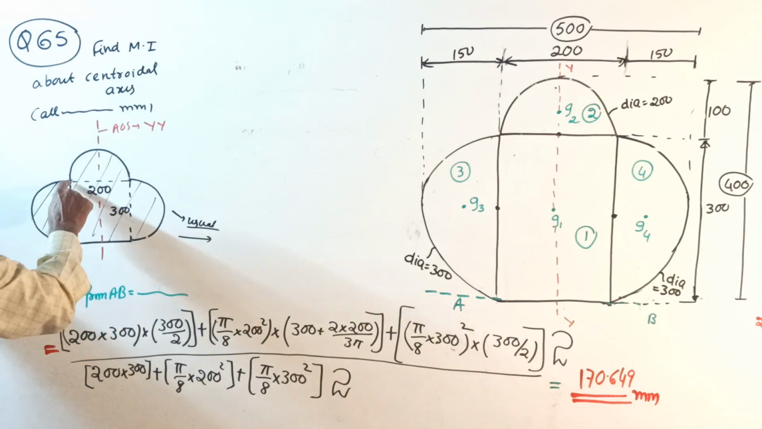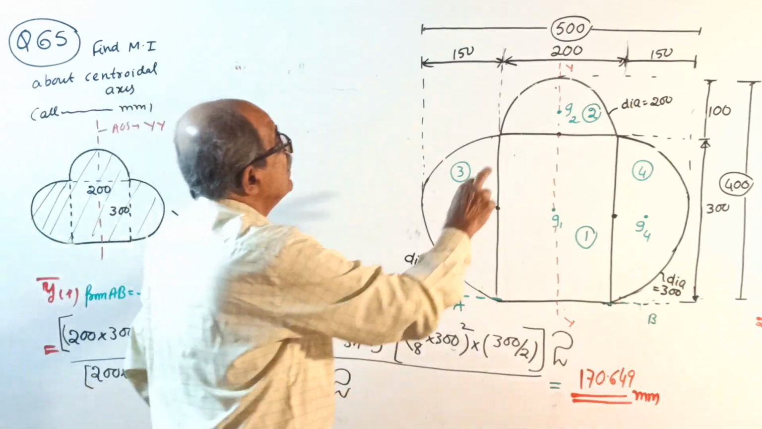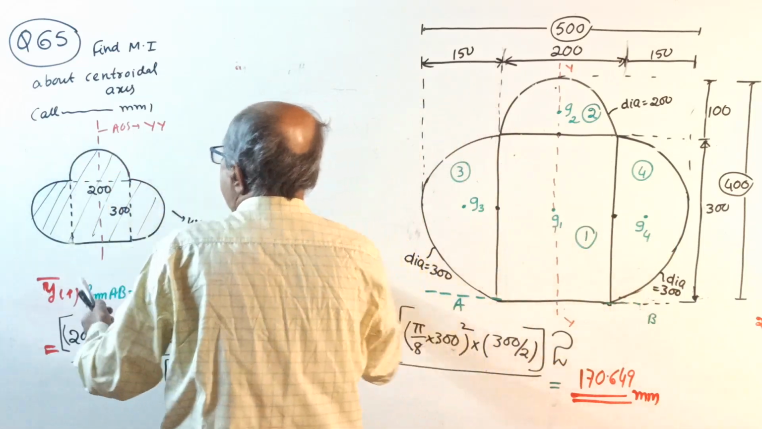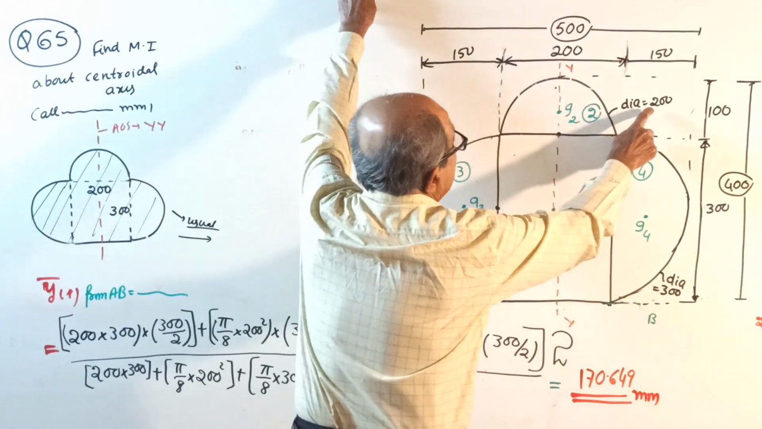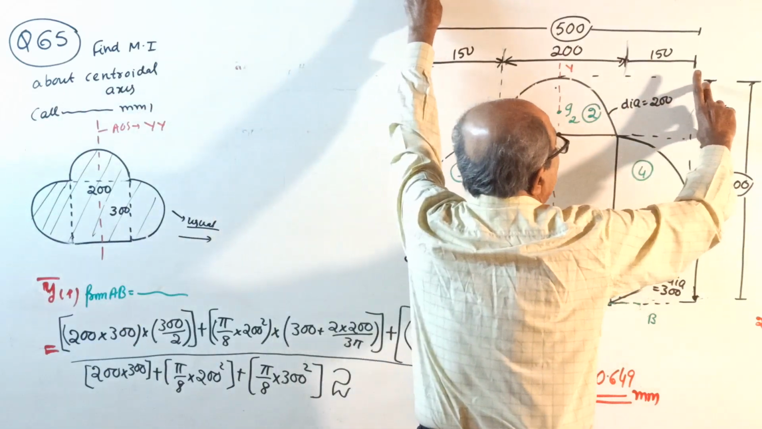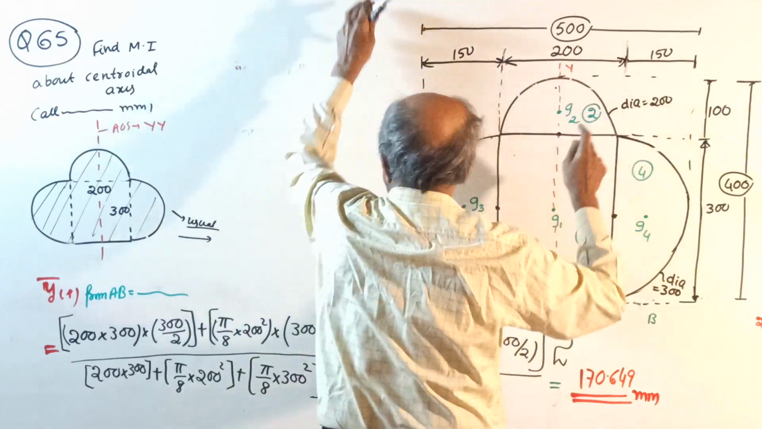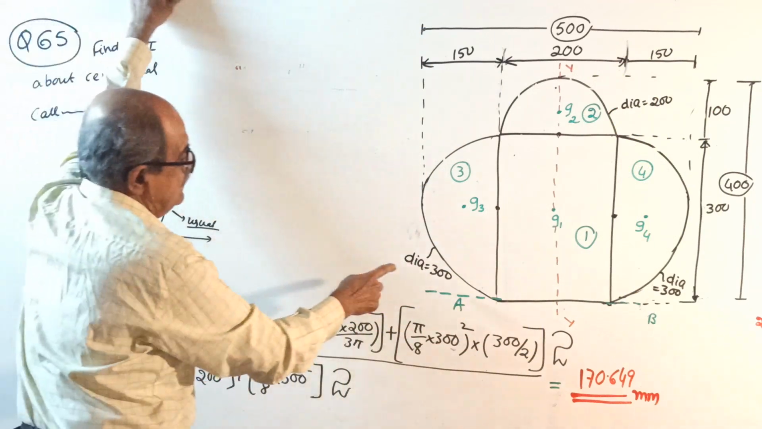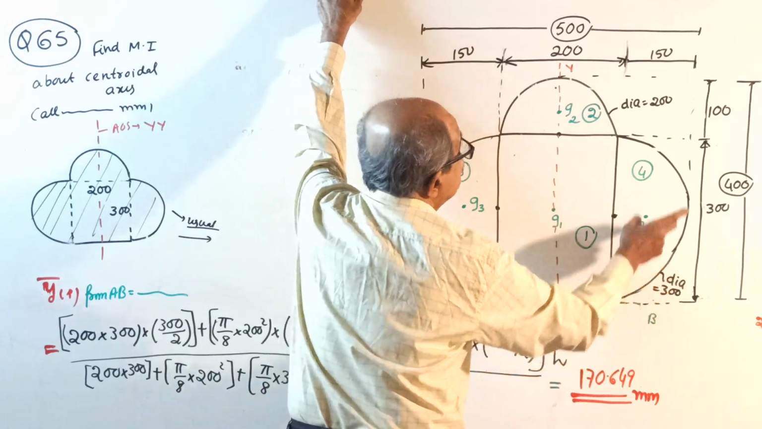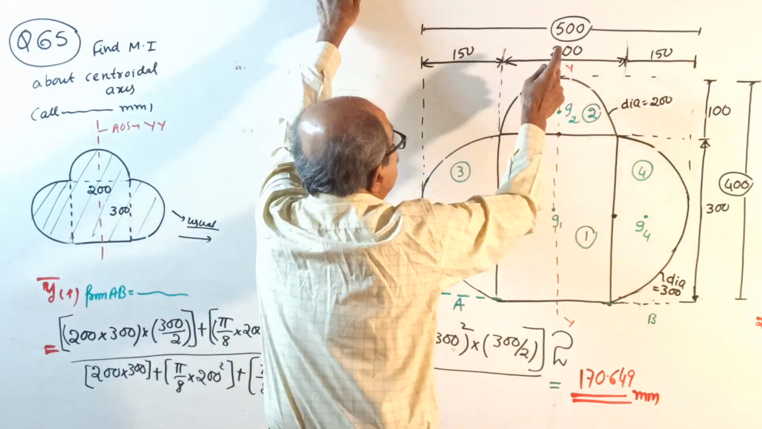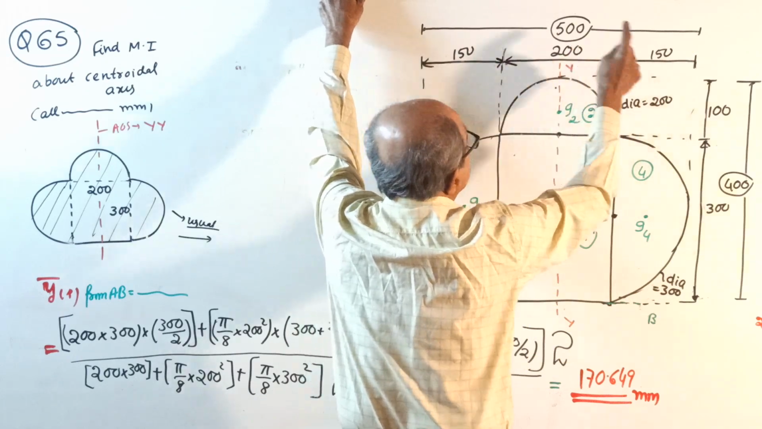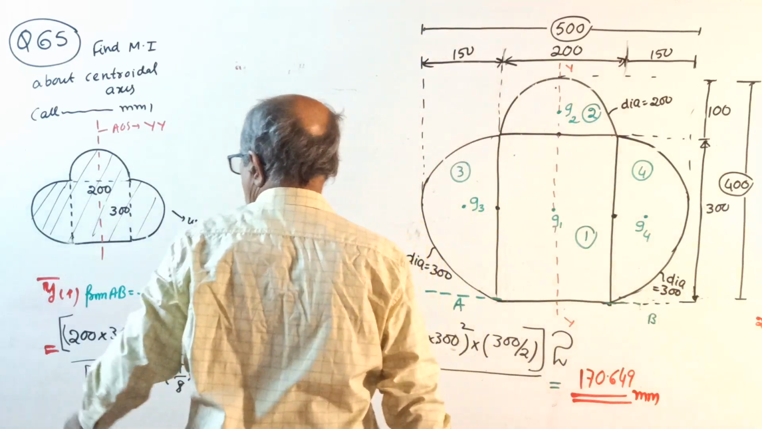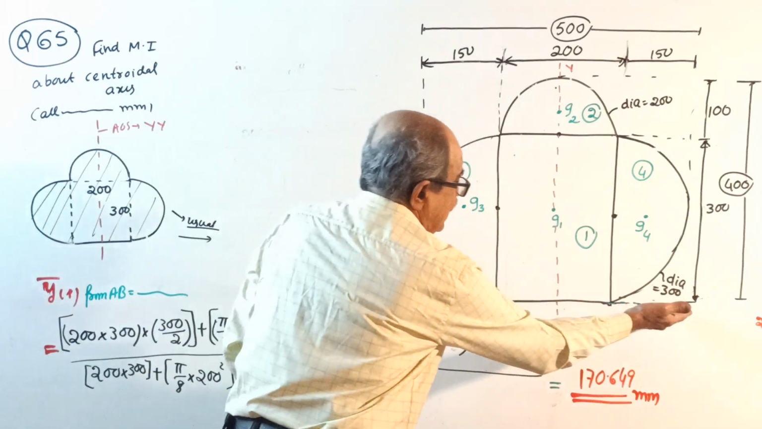Before that, see, 200 by 300 rectangle. This semicircle diameter is 200, so this radius is 100. These two semicircles have diameter 300, 300, so radius will be 150, 150. Using that, 200 plus 150 plus 150 is 500. 300 plus 100 is 400. Now calculate Y bar from bottom edge AB.